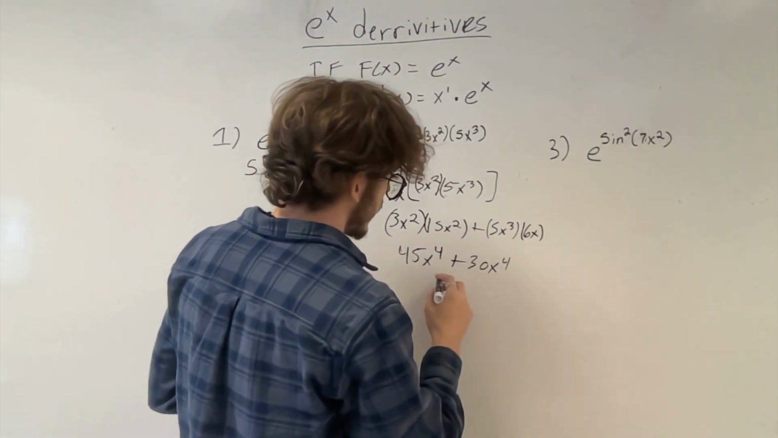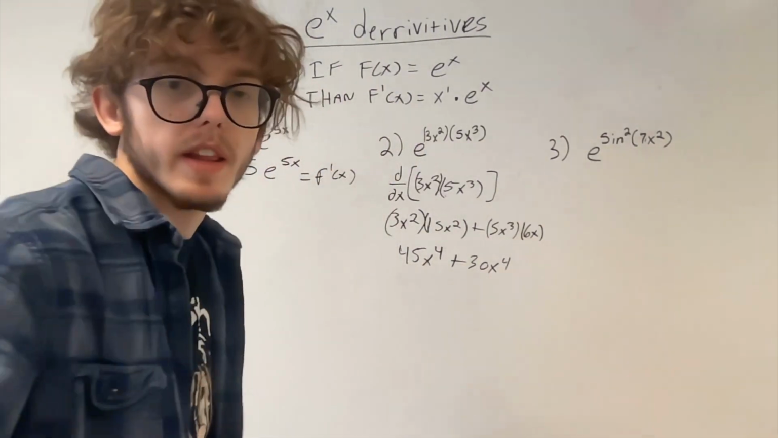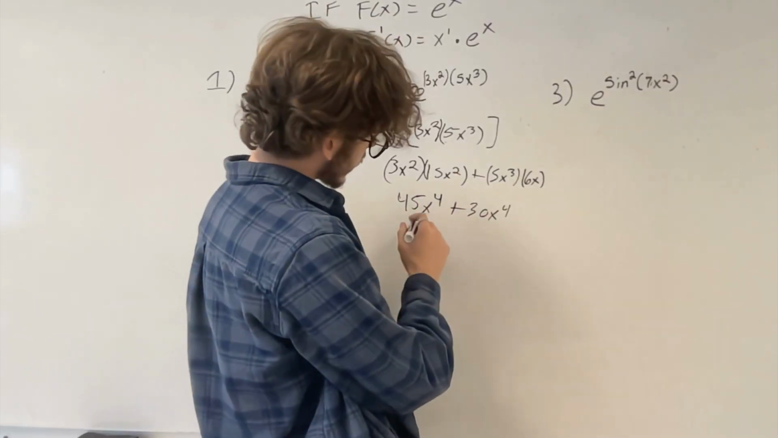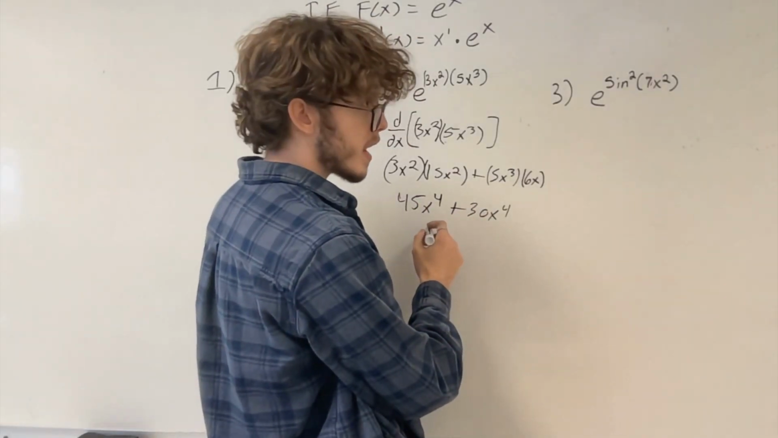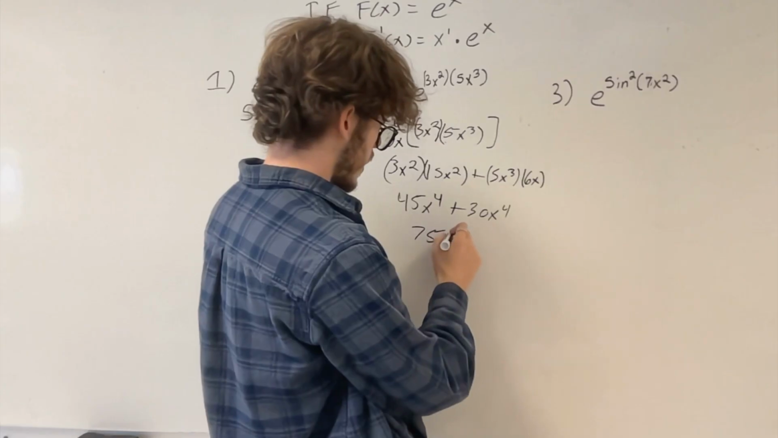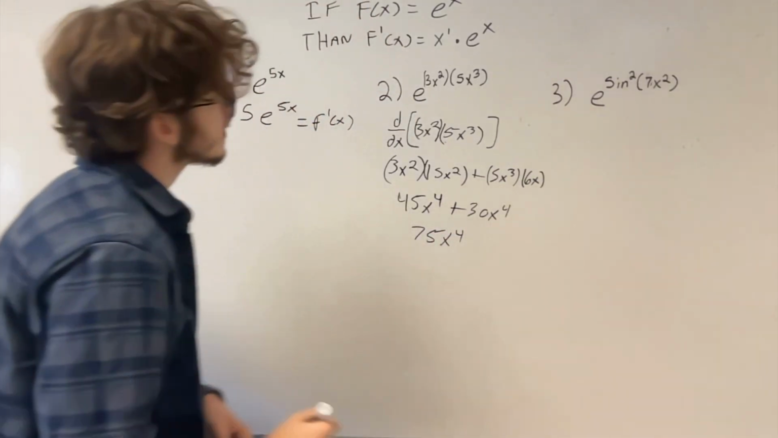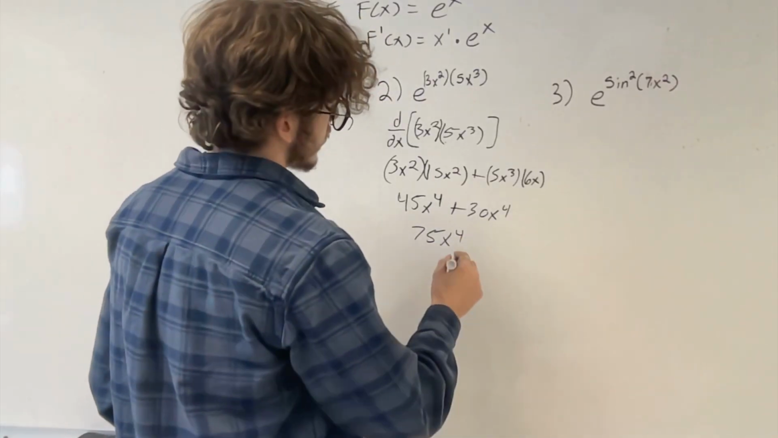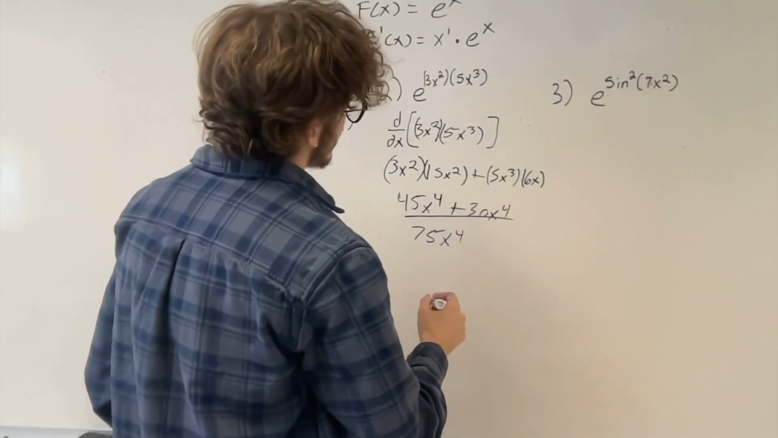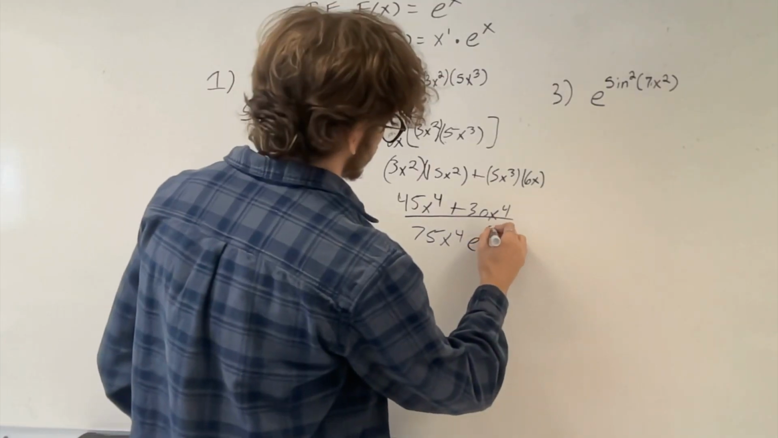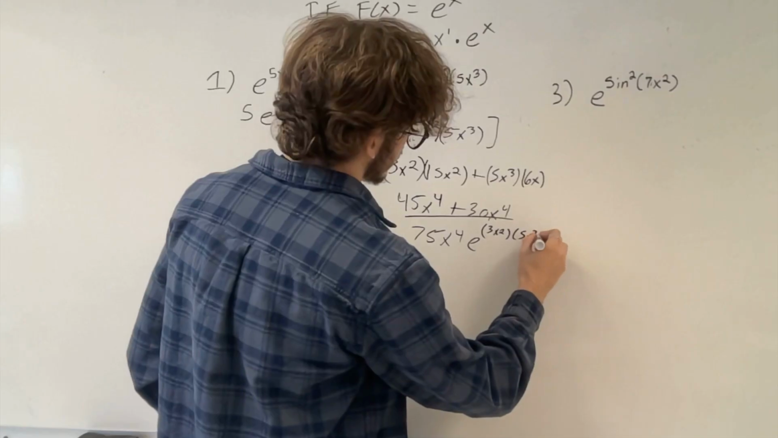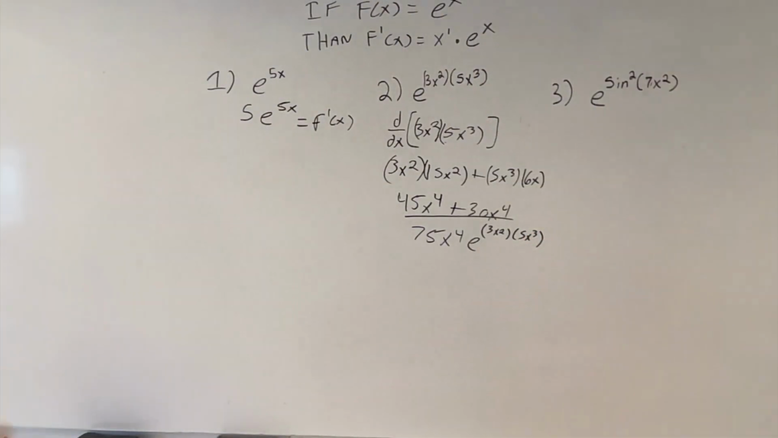30x to the fourth, that gives us an overall, and let me bring the screen down a tad just in case we run out of room here. That's going to give us, why can I not do mental math, 75x to the fourth. Okay, so that's what we're bringing down in front. So I'll actually just keep it going here. E to the 3x squared, 5x to the third. Okay, so that there is that function.